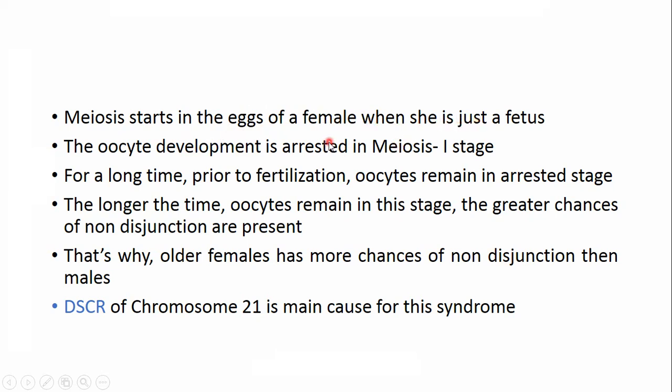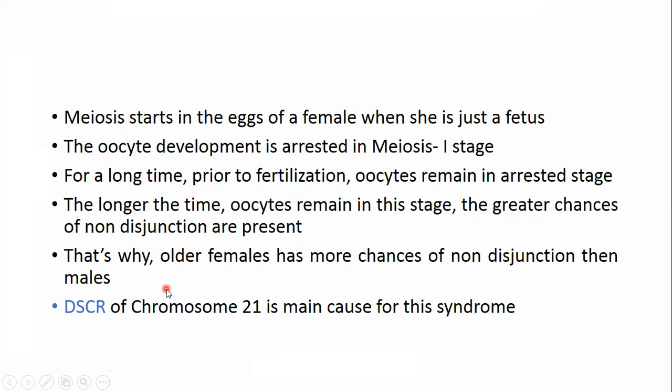जब female fetal stage पे है, embryonic stage पे है, उस time पे ही female में primary oocytes जो हैं वो develop कर जाते हैं. The oocyte development is arrested in meiosis I stage, and for a long time prior to fertilization, oocytes remain in the arrested stage, and the longer the time oocytes remain in this stage, the greater the chances of non-disjunction. That's why older females have more chances of non-disjunction than males.